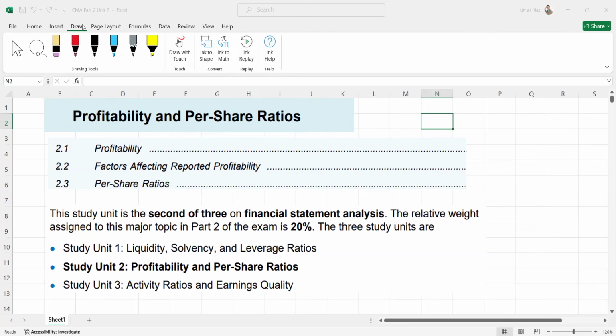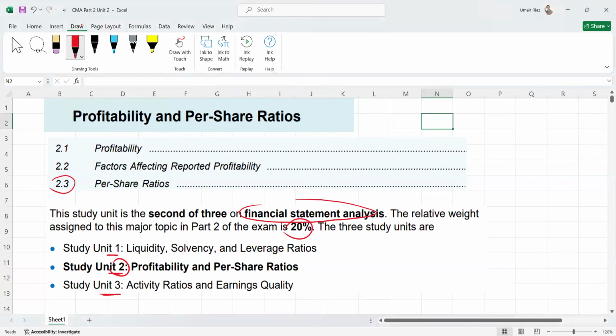So guys, today we are going to discuss the third topic, topic number 2.3. Please let me quickly remind you. We have three units: unit number one, unit number two, and unit number three. These three units are called financial statement analysis, and it is 20% of your exam. We are currently in unit two. In unit two, we have these three topics.